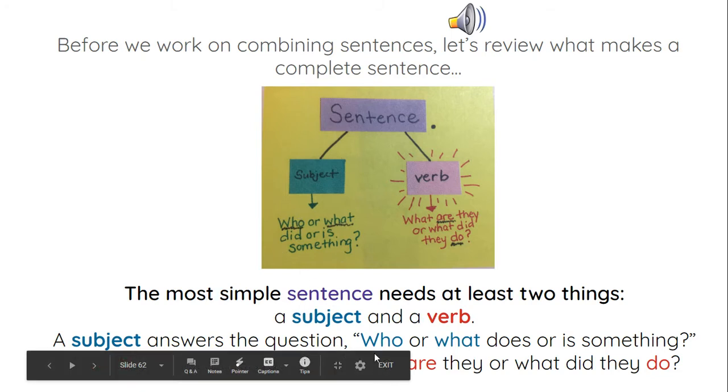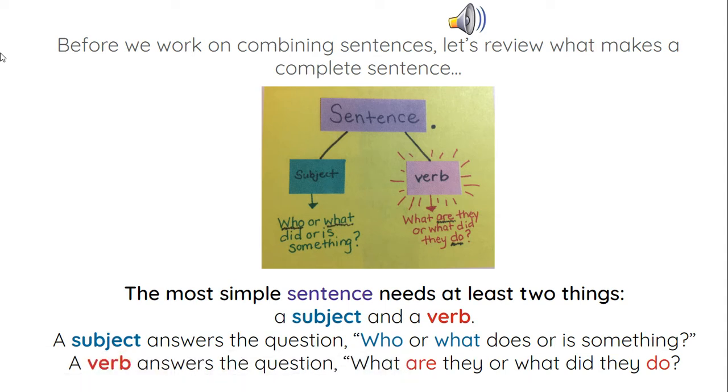This just states a subject answers the question who or what, does or is something, and a verb answers the question what are they doing and what did they do. So you must be able to answer those 2 questions in order to have a complete sentence. This is very, very important. Okay, you need to always remember when you're writing sentences, you have to ask yourself, do I have a who or a what, and are they doing something?